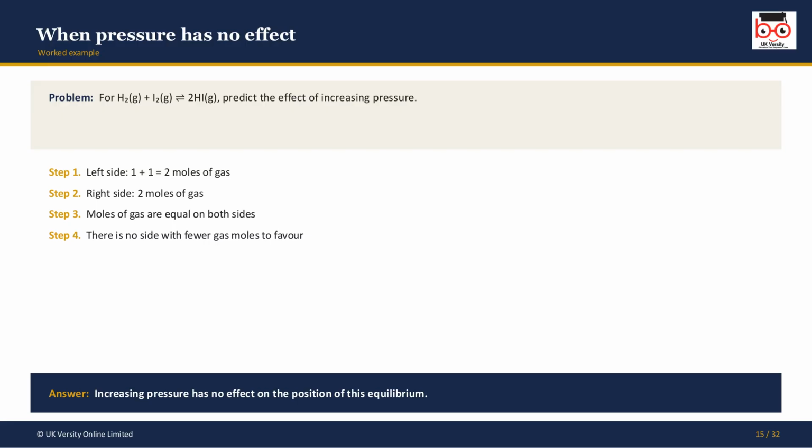Now a case where pressure does nothing. For hydrogen plus iodine in equilibrium with hydrogen iodide, what happens if we raise the pressure? The left side has 1 mole of hydrogen plus 1 of iodine, so 2 moles of gas, and the right side has 2 moles of hydrogen iodide as well. The moles of gas are equal on both sides, so there's no side with fewer moles to favor, and increasing the pressure has no effect on this equilibrium.